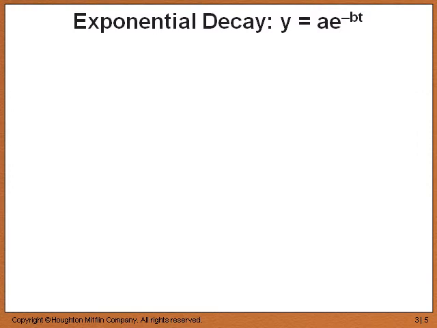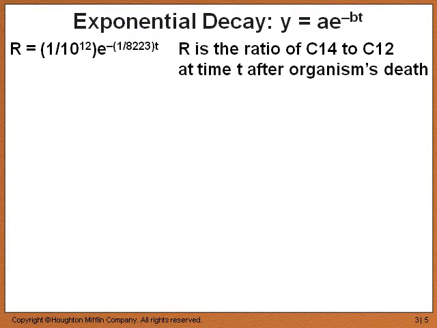Now let's talk about exponential decay. Y equals ae to the negative bt. This is a formula that you've seen in a previous lesson. It's the formula for radiocarbon dating. Alright, so R is the ratio of carbon-14 to carbon-12 at time t after an organism's death. Okay, so just a quick review on that.